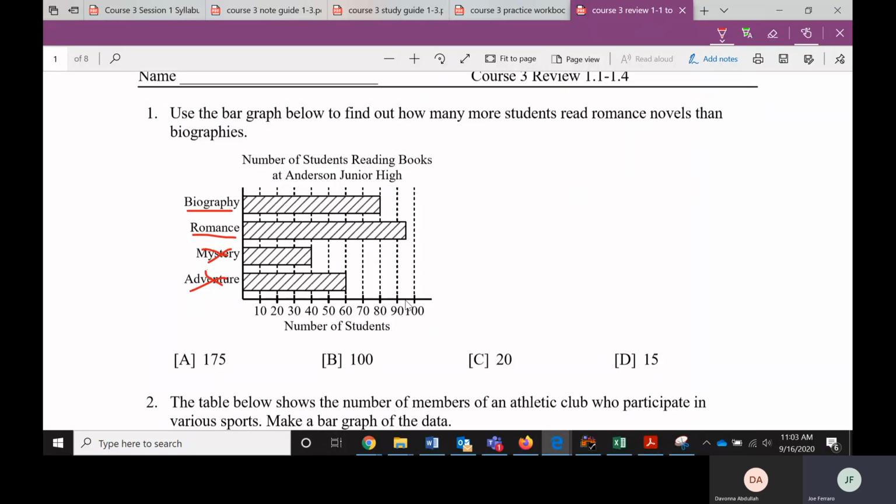We have to look here, and you're not going to get the exact number, but you can guess. It looks like romance is about 95, and you have to deal with some sloppy writing here. I'm still using a mouse, waiting to get the handwriting tool. For biography, we go out to here, go down, and it looks to be about 80. Since it says how many more, you subtract, and you get 15.